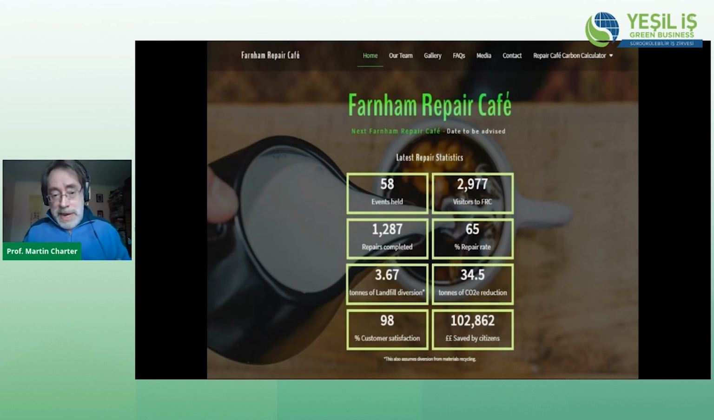So we measure everything in our repair cafe. We actually have a 66% repair rate. We also weigh products to identify how much is diverted from landfill, potentially through the extension of the life of the product through repair, but also the carbon emissions. But also importantly, the savings that are made for citizens through repair. We're up beyond £100,000 worth, even in our 40,000 citizen town.